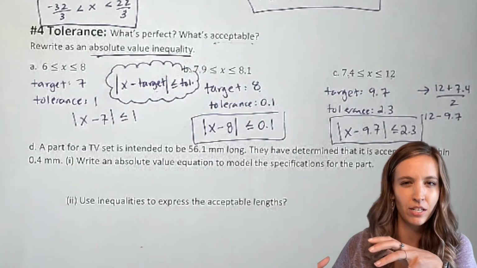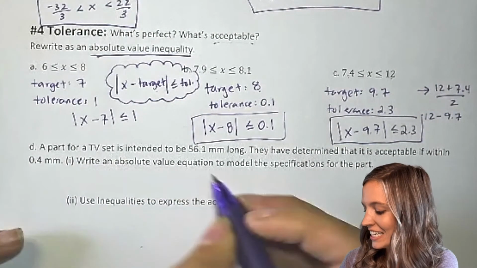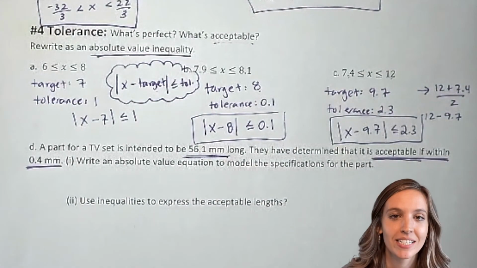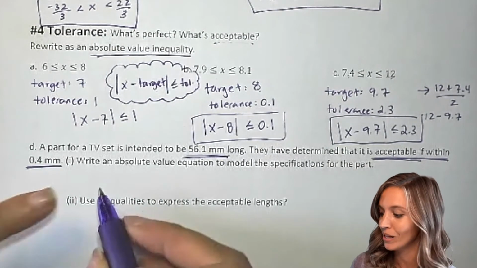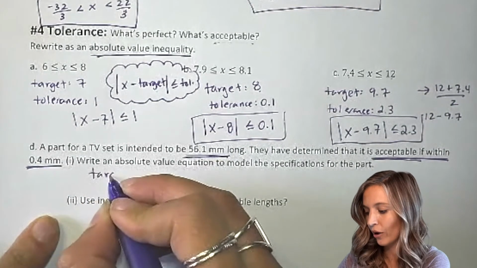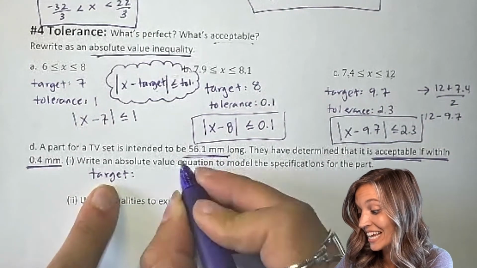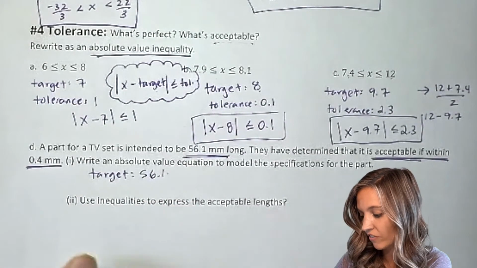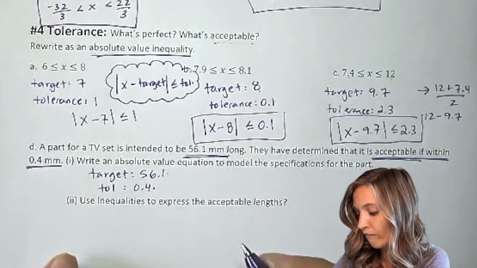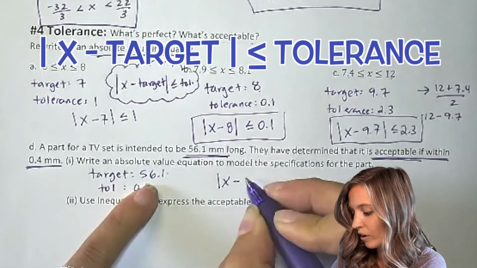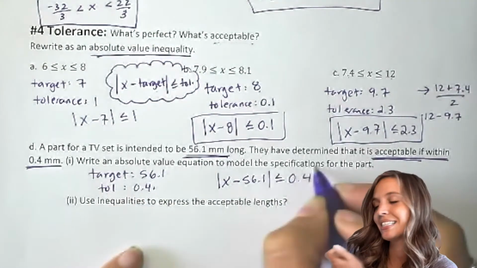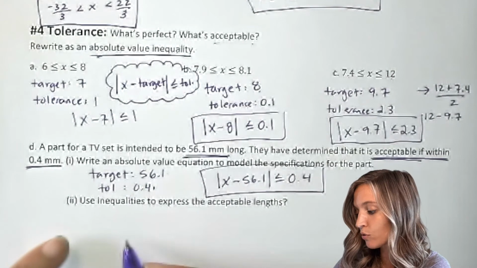Let's try to apply this to context now. So if I look here, it says a part for a TV set is intended to be 56.1 millimeters long. They've determined it's acceptable if it's within 0.4 millimeters. So it says write an absolute value equation to model the specific part. Okay, well, we know that the part is intended, so my target length is 56.1 millimeters, and I would tolerate anything within 0.4 millimeters of that. So I would go, okay, x minus my target, 56.1, in my absolute value bars is less than or equal to 0.4. So there is my absolute value inequality.